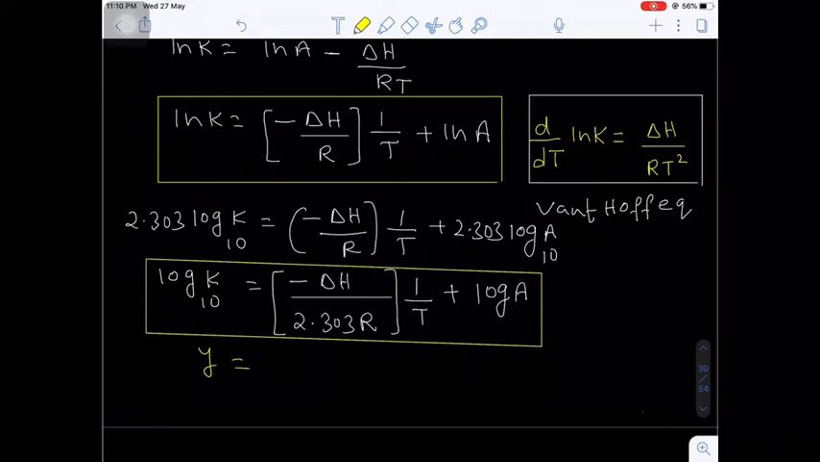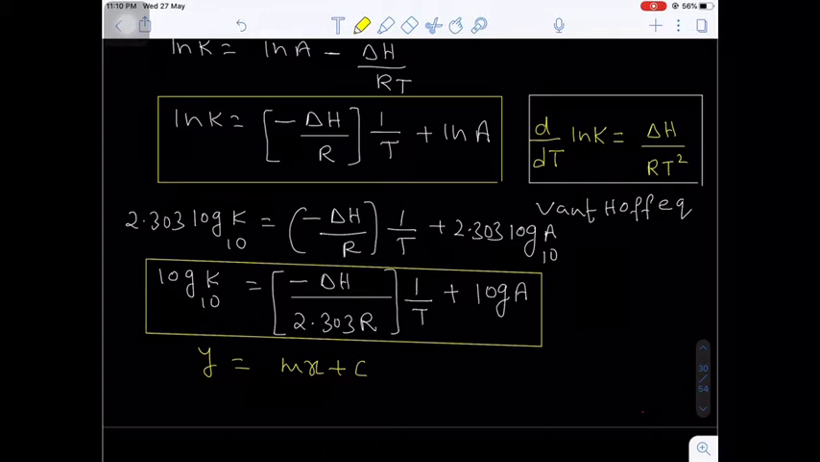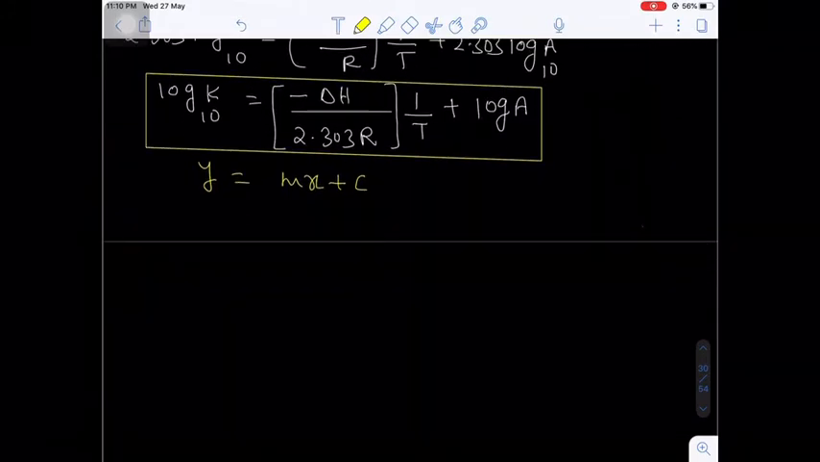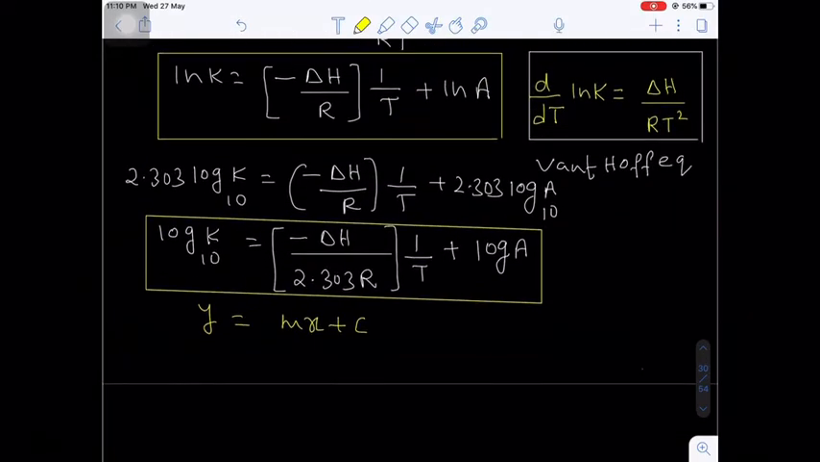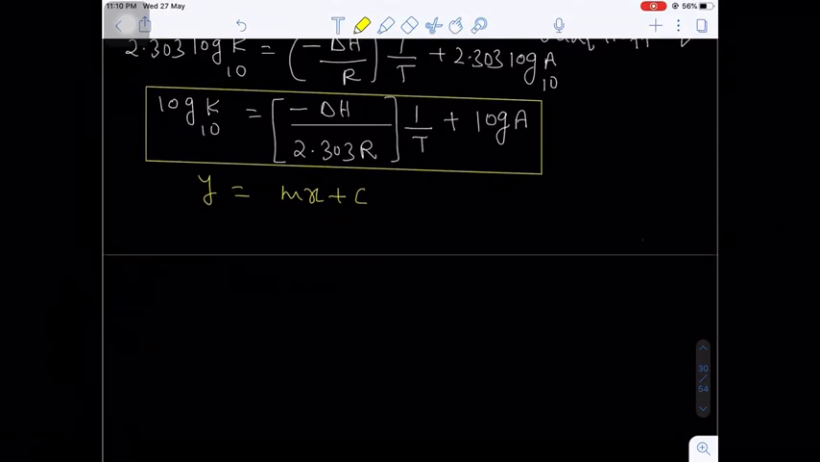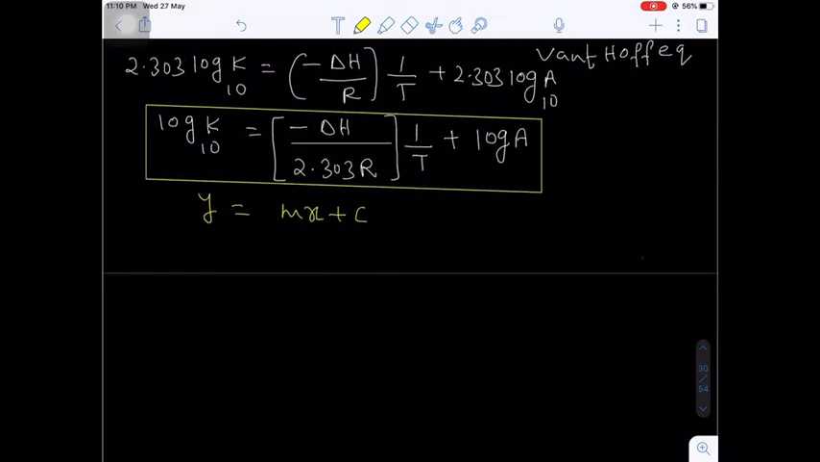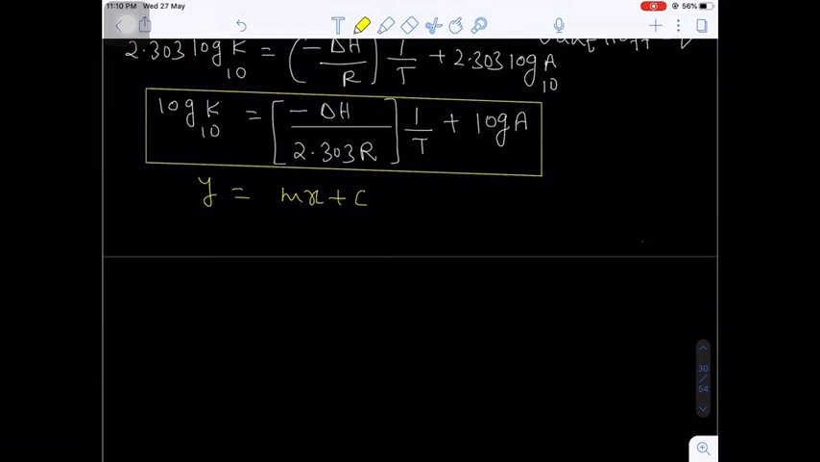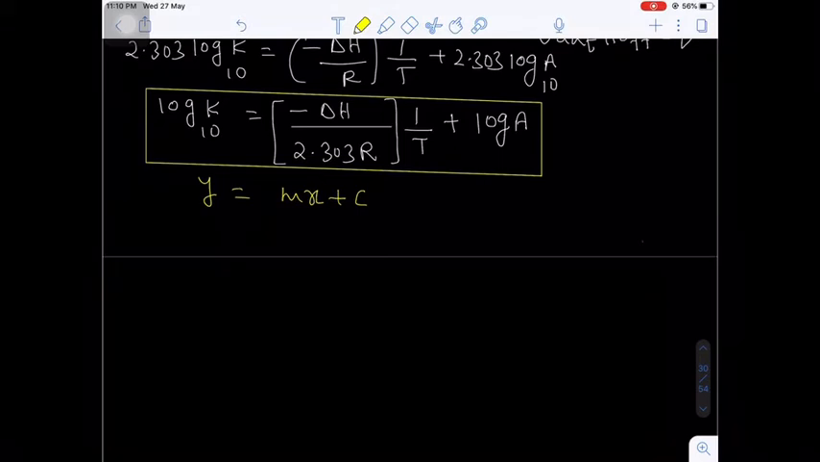Now this is in the form of y is equal to mx plus c. Okay, I will tell you how to draw the graph also. Now come to this, this is the ln K. Now this is the log K and the above expression is the ln K.